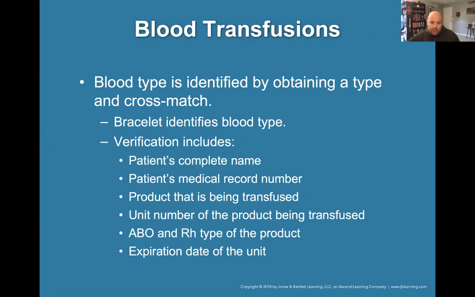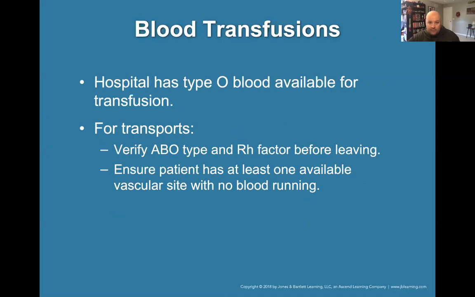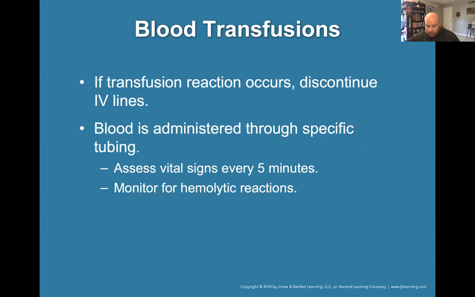Blood transfusions. The only thing I need you to know about blood transfusions is that this hospital has O blood available for transfusion. O blood is going to be the most common for us as far as the universal recipient. So that's pretty important for us to know and understand. And that's really about it for that.